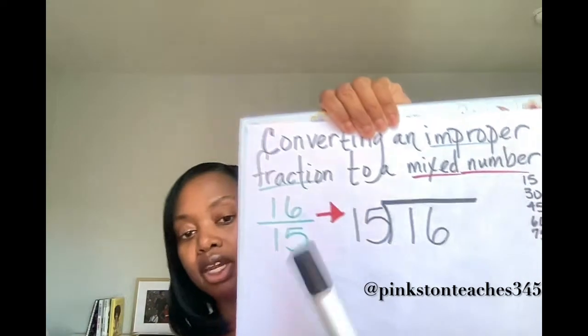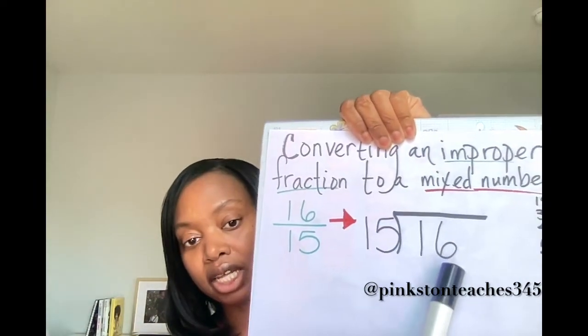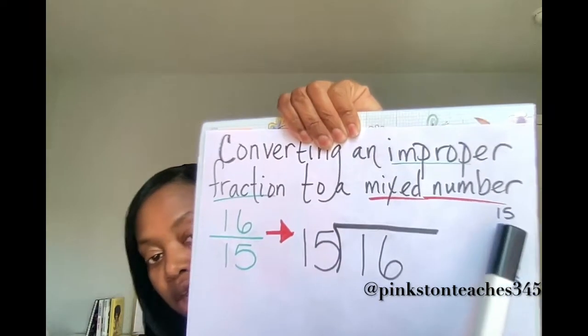So we have 15 and 16. How many groups of 15 can we get out of 16? We see that we can only get one group of 15 out of 16. Place value matters. So you're going to take that number 1 and write it because it is a 1 digit. It's in the ones place. You're going to write your number 1 over the ones place.